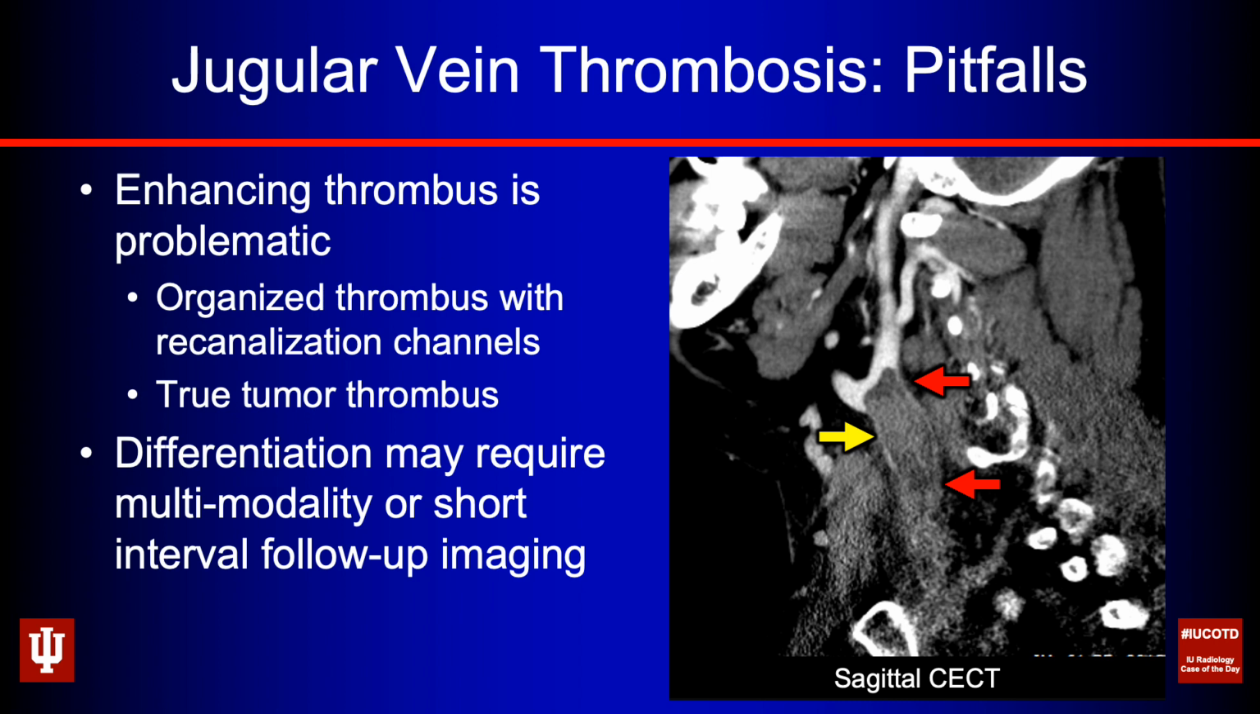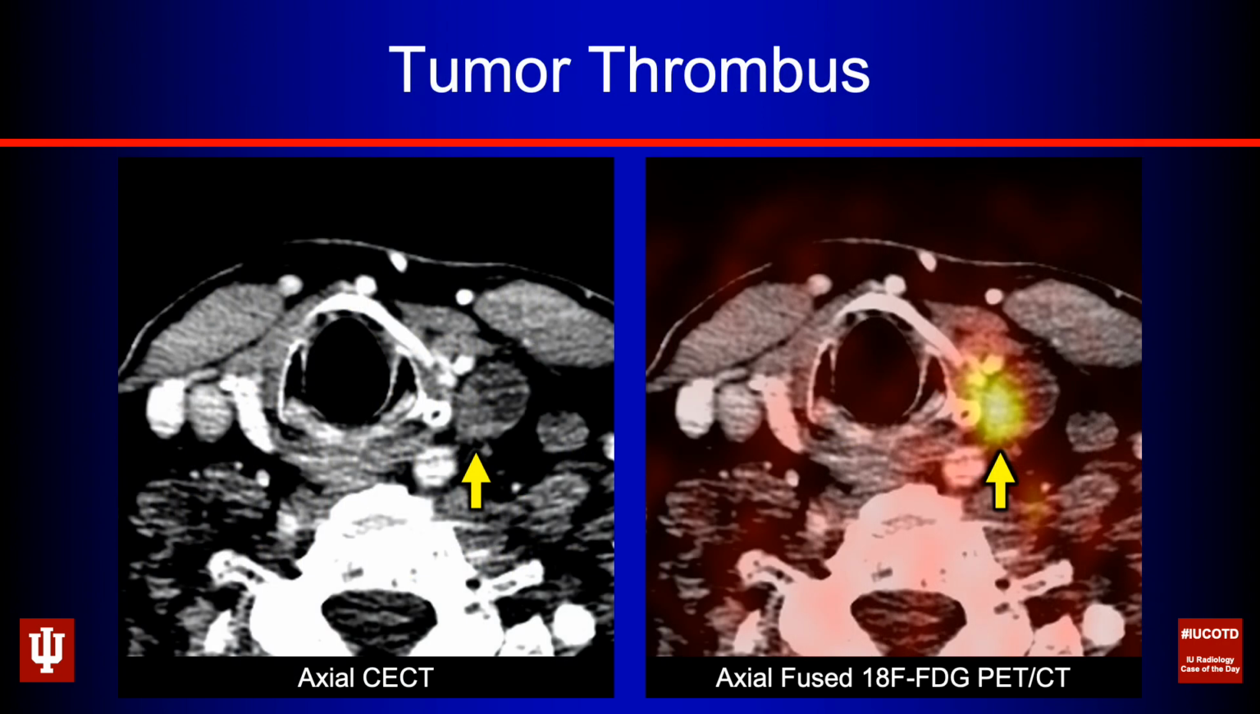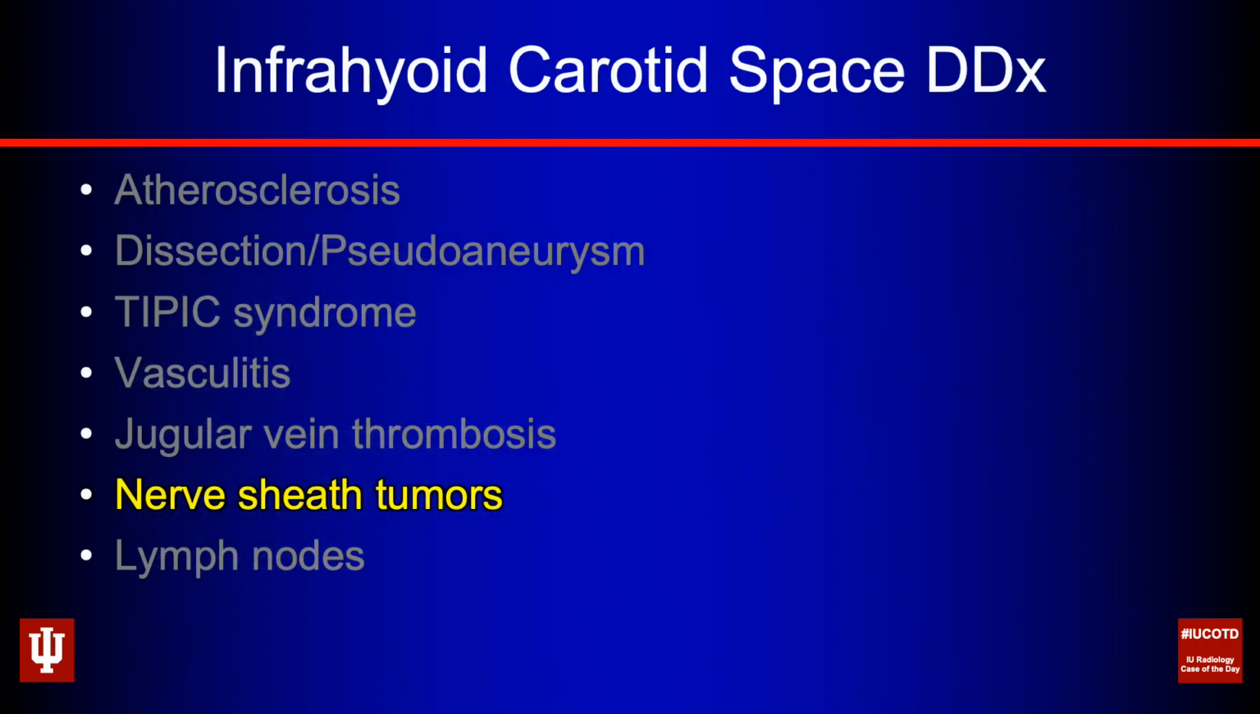You may have to rely on multimodality imaging or short interval follow-up. Certainly, if you have a mass in the neck or the upper chest that's growing into the jug, well, then maybe you have your answer. But this was a patient who had jugular vein thrombosis. You can see on the left, on the contrast-enhanced CT, it's non-opacified, but on the PET image, you can see that FDG uptake.